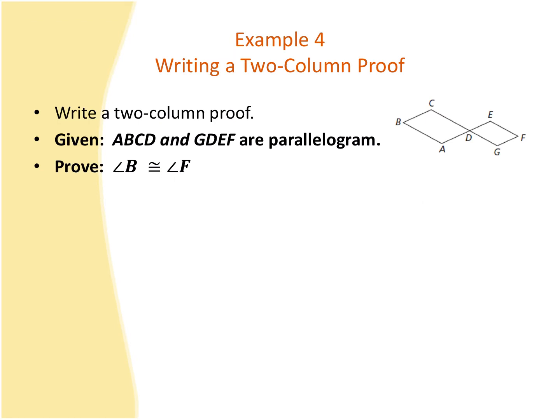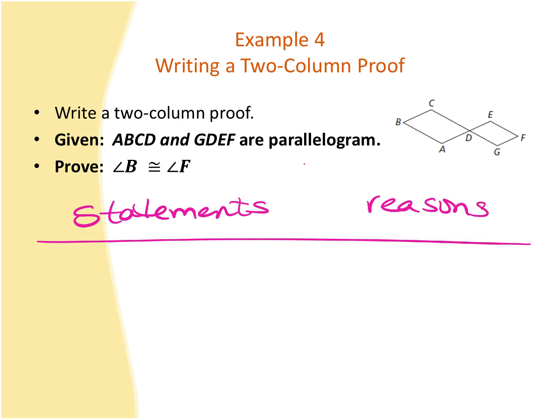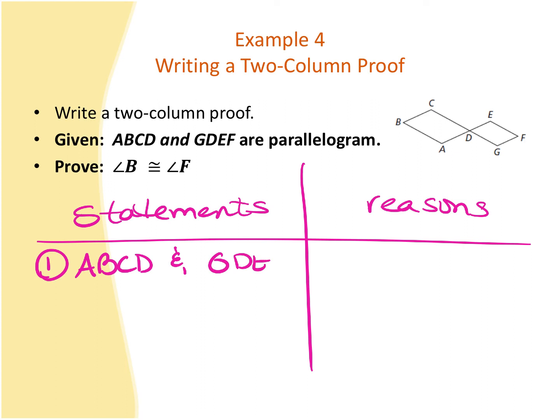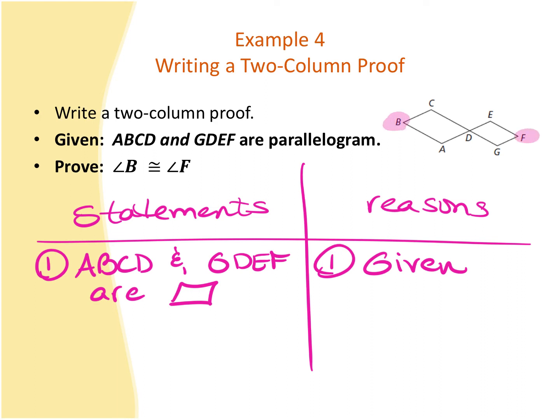All right, so we're going to be writing a two-column proof. So again, statements on the left, reasons on the right. And they're giving us that ABCD is a parallelogram, and so is GDEF. So I need to state that given. So ABCD and GDEF are parallelograms, and this was my given. What they want me to try to show is that angle B is congruent to angle F.